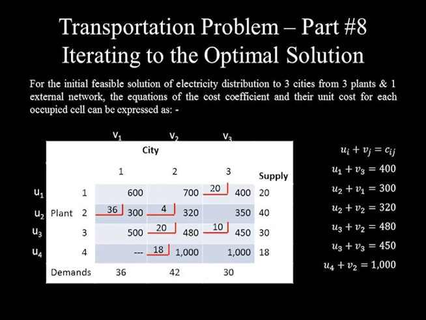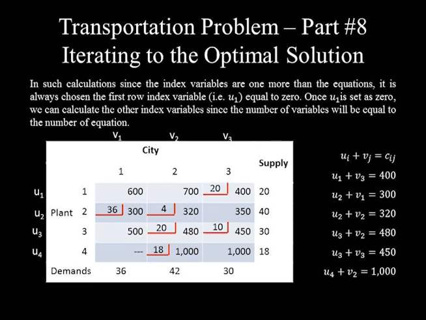In such calculations, since the index variables are one more than the equations, it's always chosen to set the first row index variable, that's U sub 1, equal to 0. Once U sub 1 is set as 0, we can calculate the other index variables since the number of variables will be equal to the number of equations.